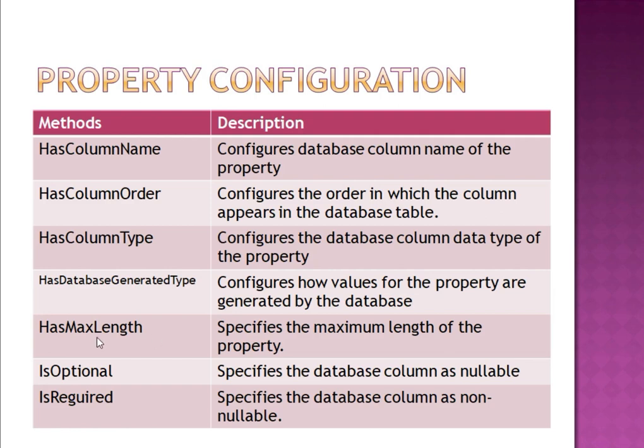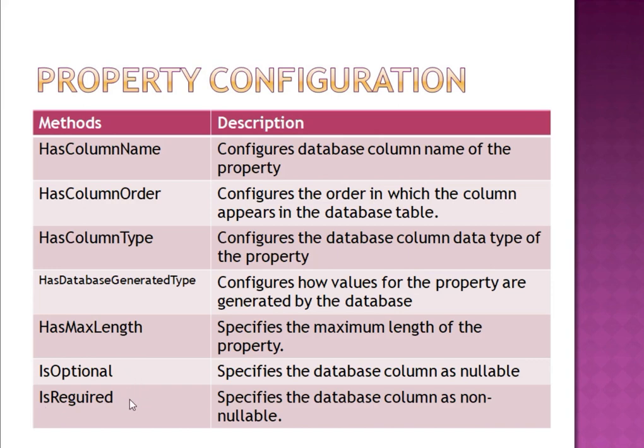Okay, now the next method is HasMaxLength, which is used to specify the size of the column. If your column is of type varchar or nvarchar, basically if it is of type string, in that case you can specify the length. Then the next two methods are IsOptional and IsRequired. Suppose you want to specify a particular column as nullable, in that case you can use IsOptional, whereas if you want to specify a particular column as non-nullable, you have to use IsRequired.